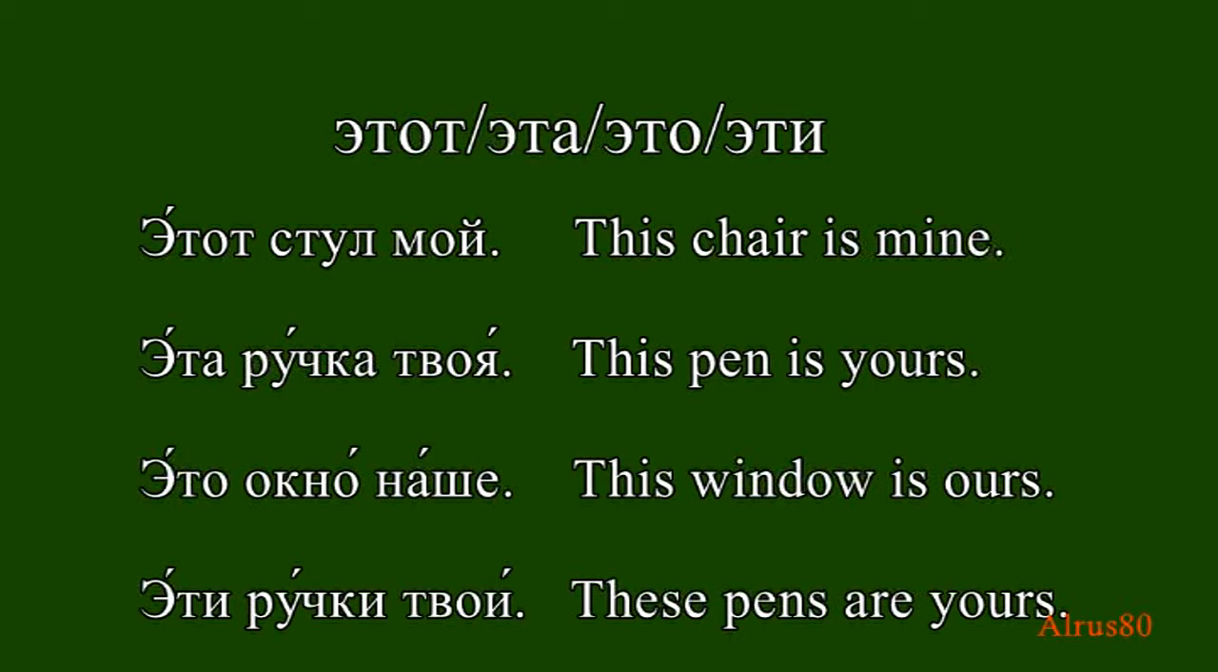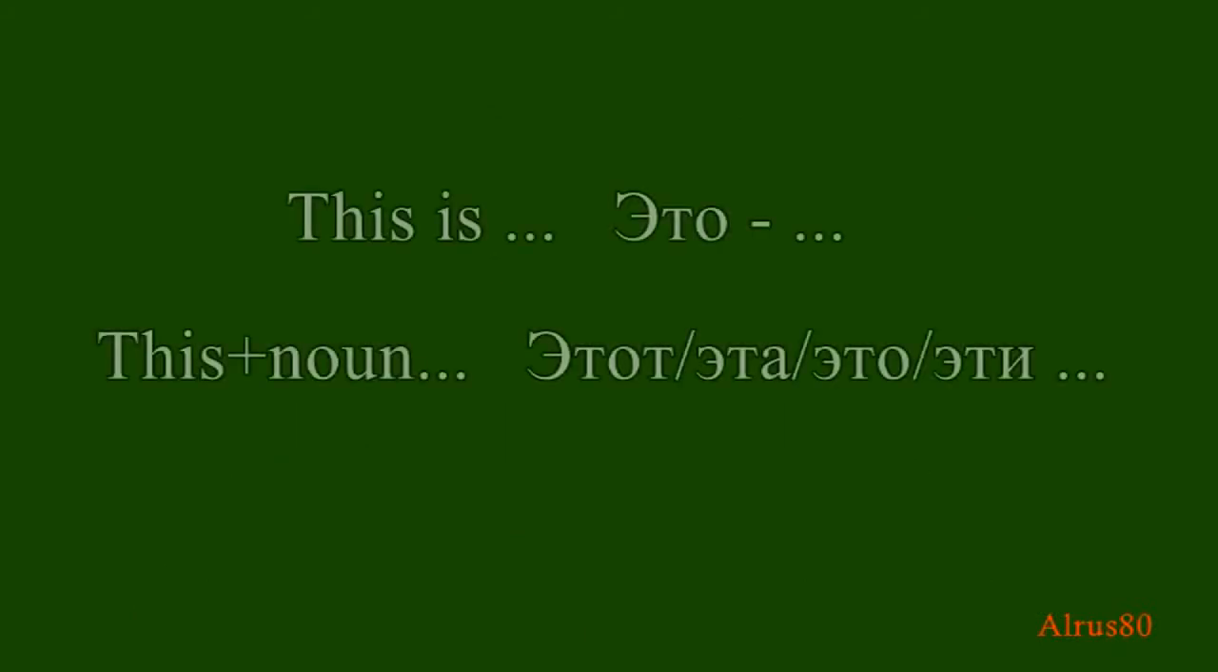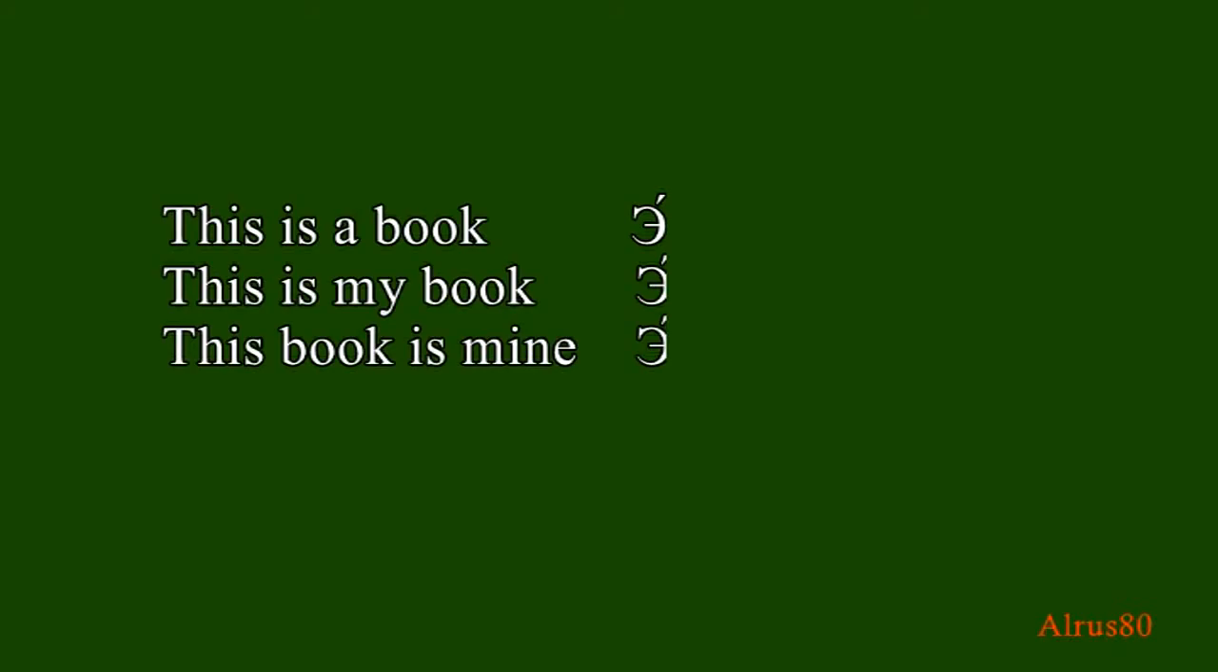So you see the changes even in English. You don't need the verb to be between the demonstrative pronoun and the noun. So next time when you face any difficulties with using это, just try to compare with English. Do you mean to say it as a this is phrase, or you can go just as this plus noun phrase? And a short exercise. Try to translate to Russian.